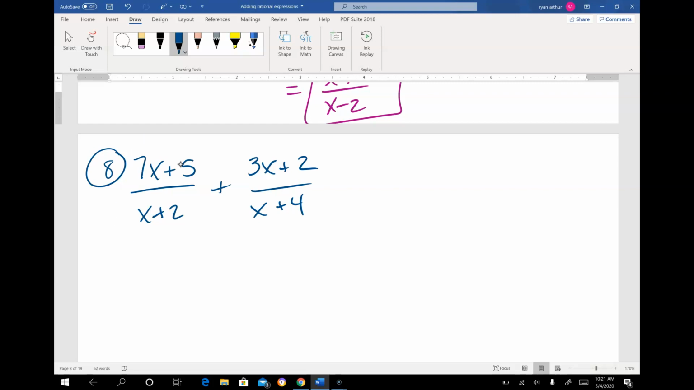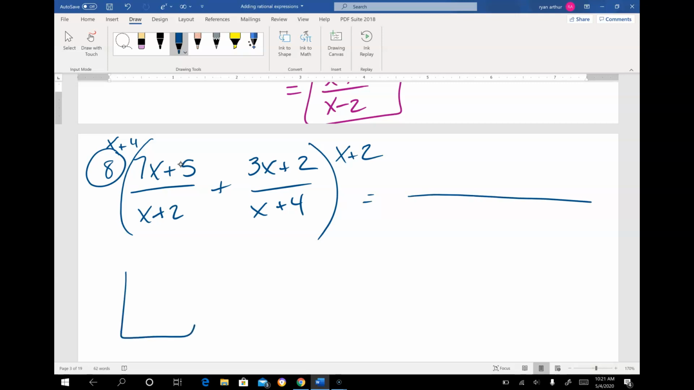So I multiply the left-hand side by x plus 4, and I multiply the right-hand side by x plus 2. Now, this one, it's not as simple as distributing, okay? You actually have to do the box method, okay? So I'm going to have to box in x plus 4 and 7x plus 5, okay?